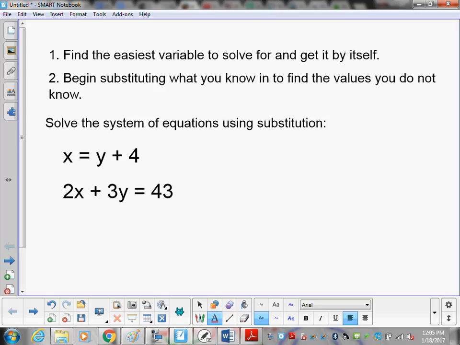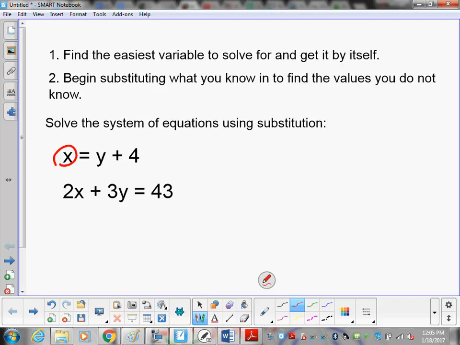But in this problem, what variable is easiest to solve for? X in the first equation because it's already solved for. Right. Yeah, I don't have to do anything to solve. It's already there. Okay. So that's the first part. Find the variable that's easy to solve for and get it by itself. Success. You've already done that.